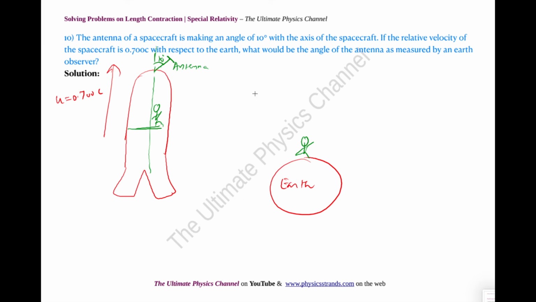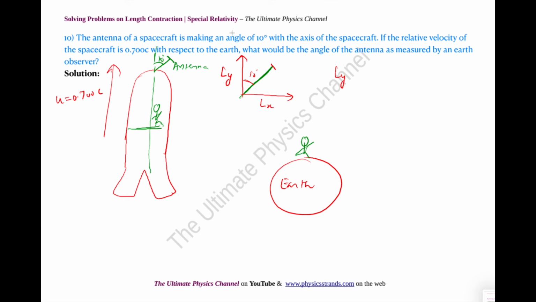Here we can clearly see that the antenna length is like this. If we zoom in on that, it has two components, one along this direction and another along this direction, and along this component it is making a 10 degree angle. So let us take the vertical component here, it is along the direction of motion, as Ly, and the horizontal component in this case is Lx for the antenna. Because of the motion along the y direction, there is a contraction of this length Ly in the y direction.